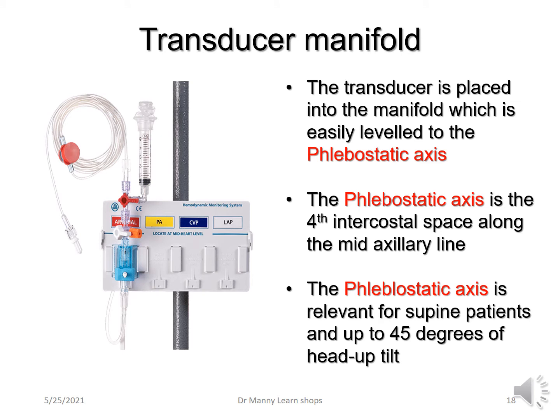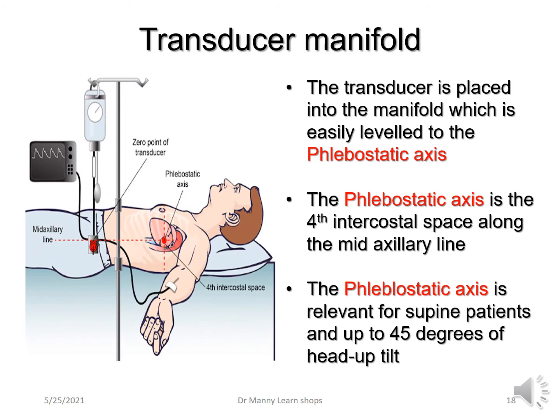Then you've got the transducer manifold. Well, the transducer manifold basically holds the transducer. So the transducer is placed into the manifold, which is easily levelled by you to the phlebostatic axis. The phlebostatic axis is essentially the fourth intercostal space along the mid-axillary line. It's relevant for supine patients and patients up to 45 degrees in the head up tilt position. Some of the academics say you can go to 60 degrees, but typically 45 degrees is the acceptable level. And this is where the transducer is levelled to the phlebostatic axis.